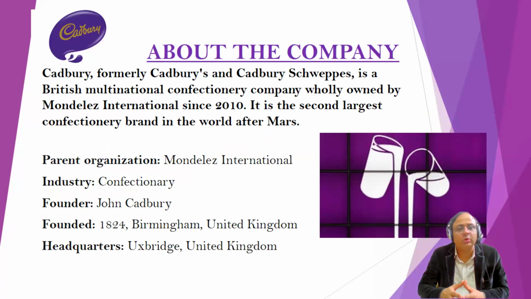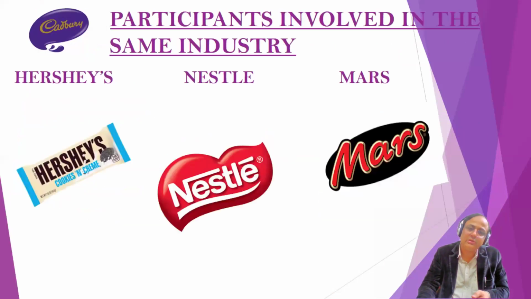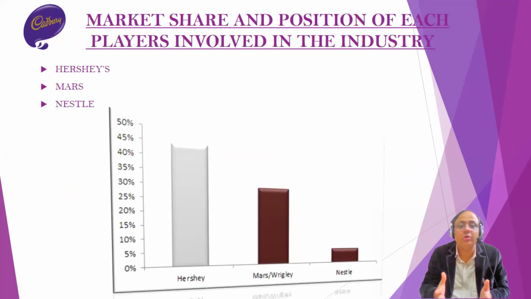So first of all, you need to talk about what the company is all about, who is the parent organization, which industry they belong to, when it was founded, what the sales revenue and turnover are, who all are the competitors of that particular brand that you're trying to create a marketing plan for, and what the market share is of your organization as well as your competitors in the market. As you can see, in this particular category, Hershey's, Mars, and Nestle are competitors of Mondelez. And if you look at the market share, that chart shows everything to you.